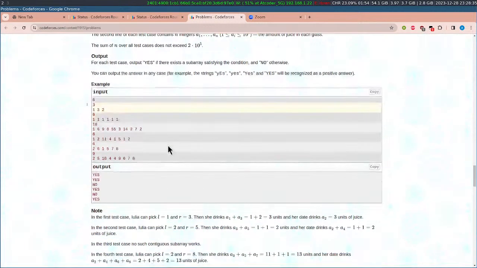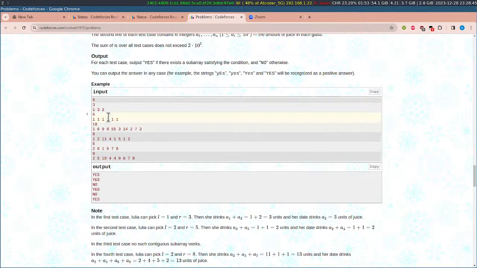And then there are some samples as well. Let's start from the samples first. In the first sample, the statement is 1 3 2. The answer is yes, and what we can do is take the complete array. Julia will drink juice from 1 and 2, the sum is 3, and her date will drink from the subarray 3. In the second, we can just choose the first two. Julia will drink from this one, and her date would drink from this one.